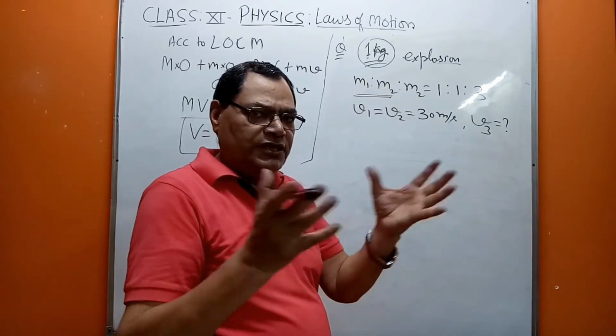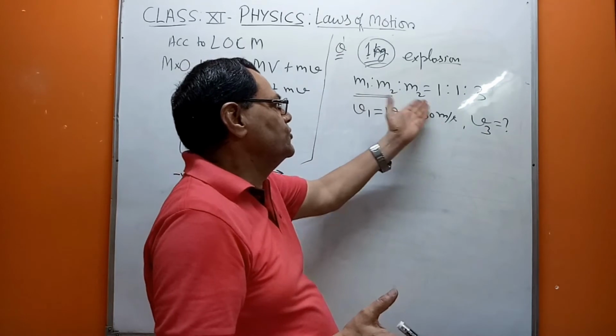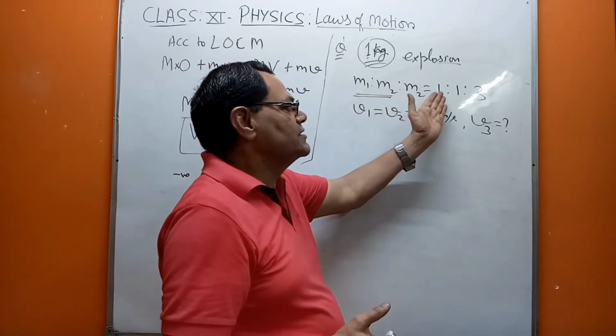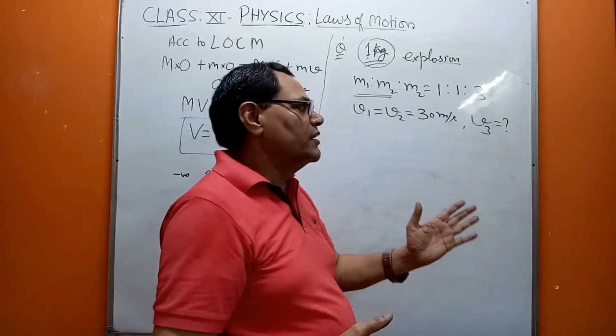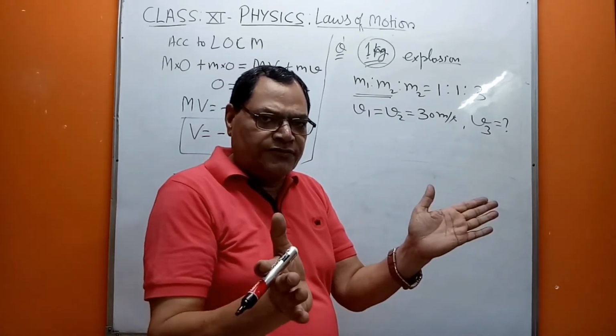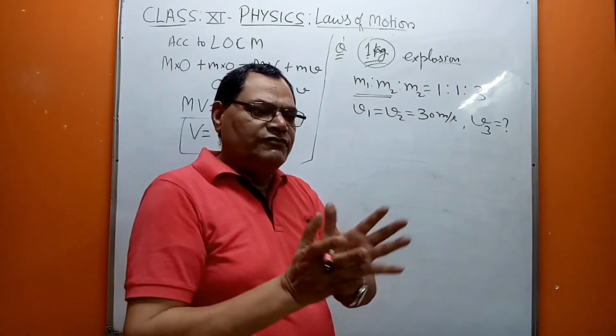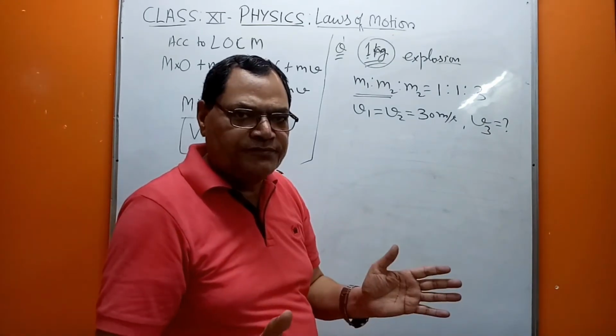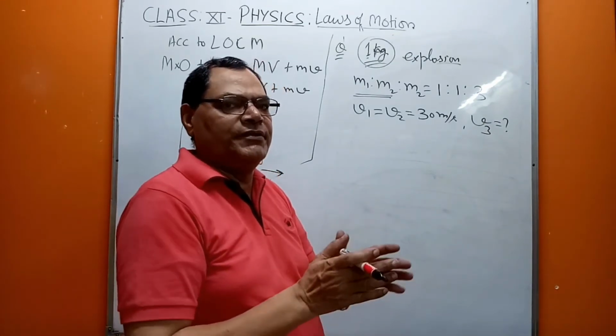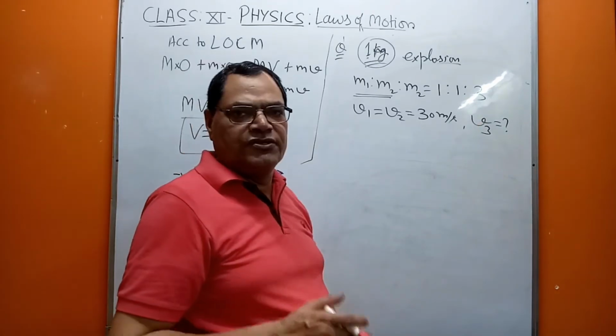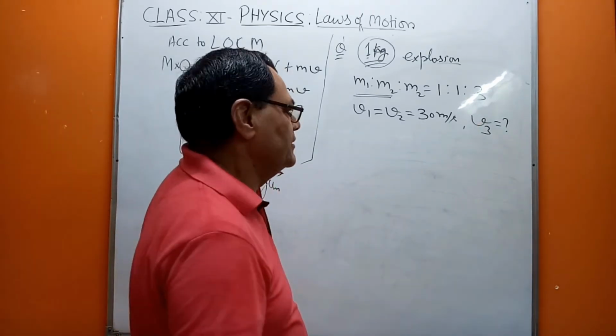A 1 kg mass body was there, an explosion took place, and it converted into 3 fragments of masses in the ratio m1 : m2 : m3 as 1 : 1 : 3. The two fragments of equal masses move outward with speeds of 30 each, perpendicular to each other. Find the velocity of the third fragment.